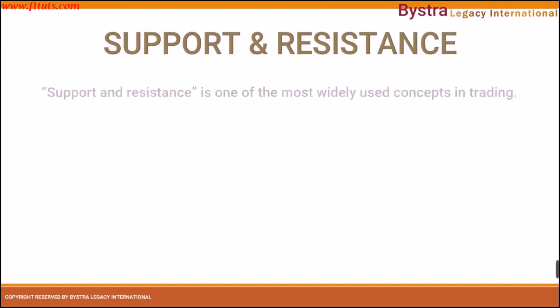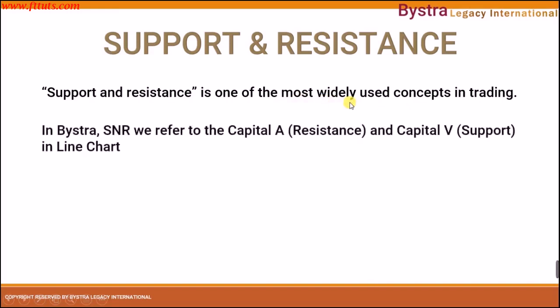Support and resistance is one of the most widely used concepts in trading. In Bystra, we refer to the SNR as capital A, which stands for resistance, or capital V for support. Now what does it mean here? You look at the A. If you see a resistance with an A shape here, a sharp A, then we call it a good resistance. And if we see a strong V at the edge here, then it is a very good support.